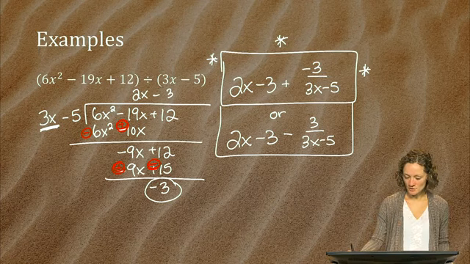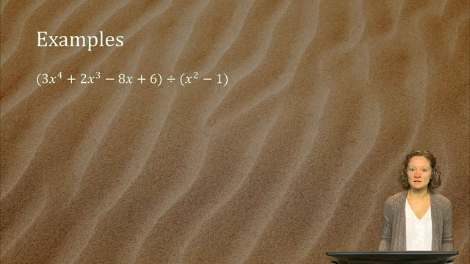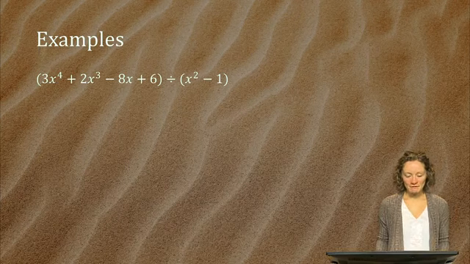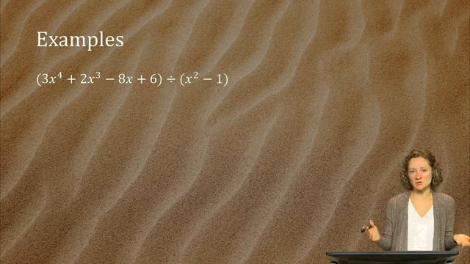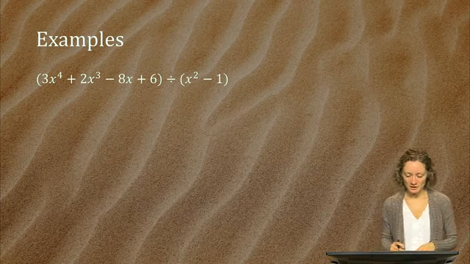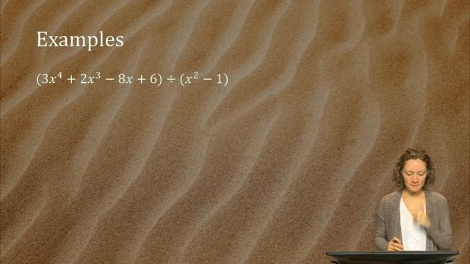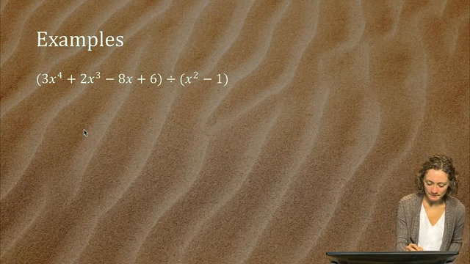All right, let's see another one. Good. One more with me. You might feel confident and ready to go, but it's the same strategy, but there's a couple of curveballs thrown in here. So I want to do one more together. So we have 3x to the fourth plus 2x cubed minus 8x plus 6 divided by x squared minus 1. The setup is the same.